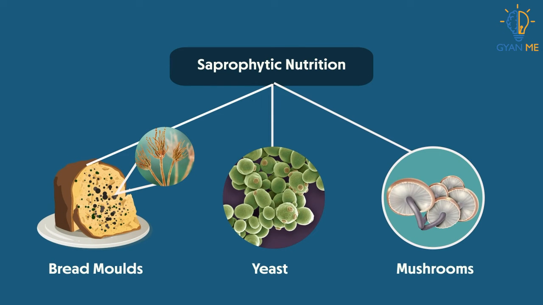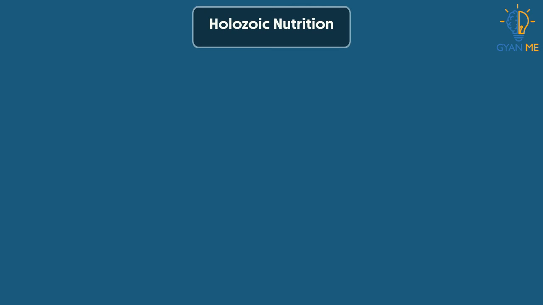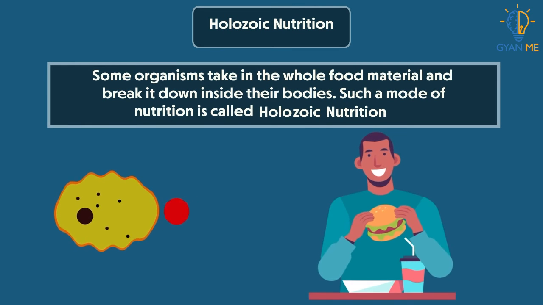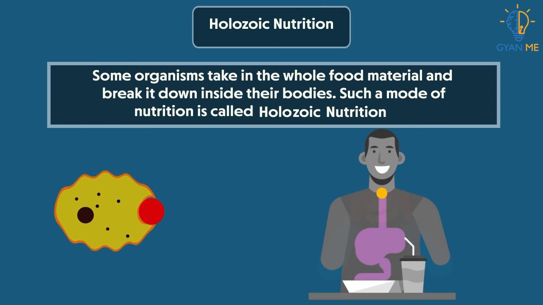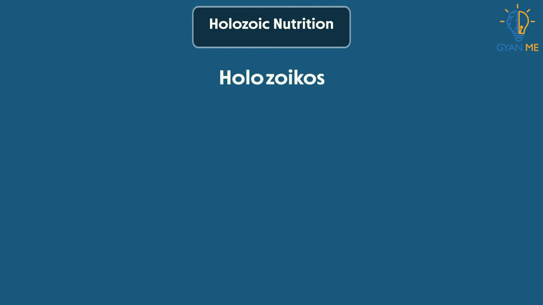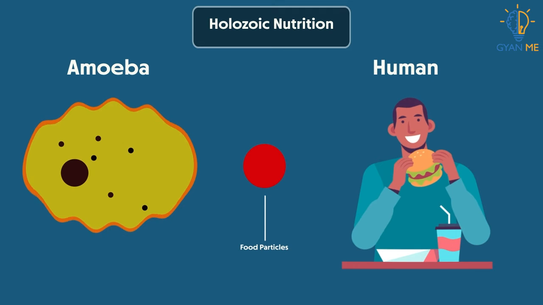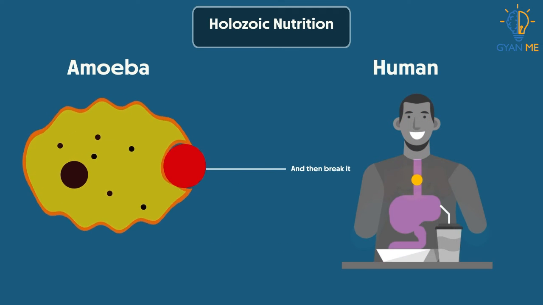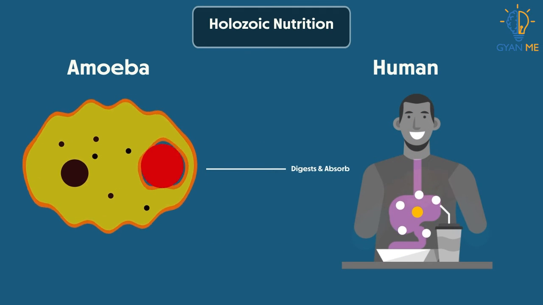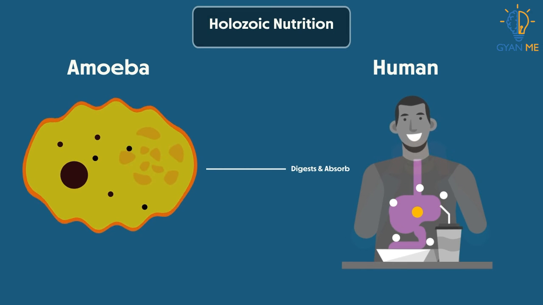yeast, and mushrooms. Another mode of heterotrophic nutrition is holozoic nutrition. Students, some organisms take in the whole food material and break it down inside their bodies. Such a mode of nutrition is called holozoic nutrition. The word holozoic is made from the combination of two Greek words, holo, which means whole, and zoikos, which means of animals. So, this means that this type of organisms takes the complex organic food materials into its body and then digests and absorbs this into the body cells.